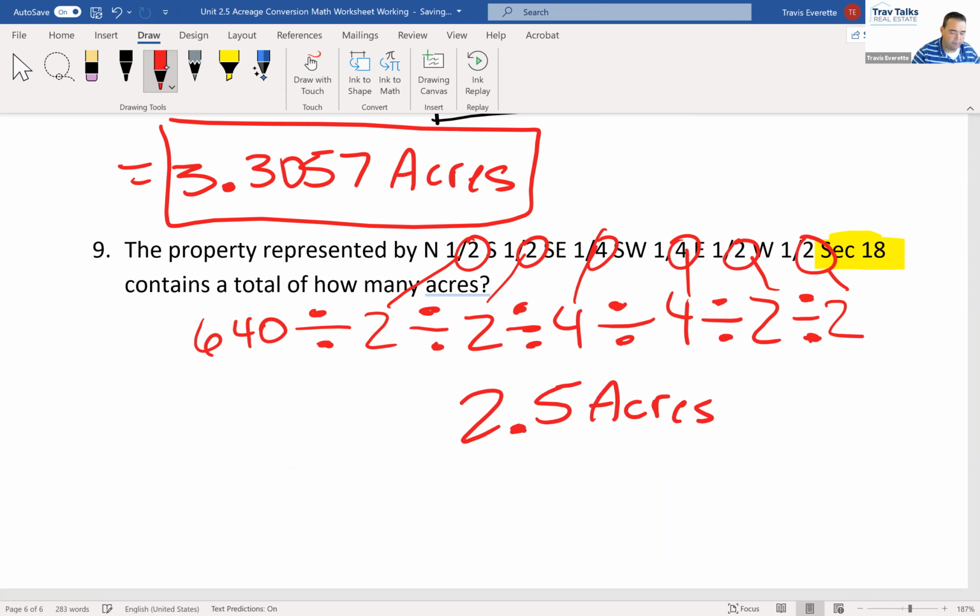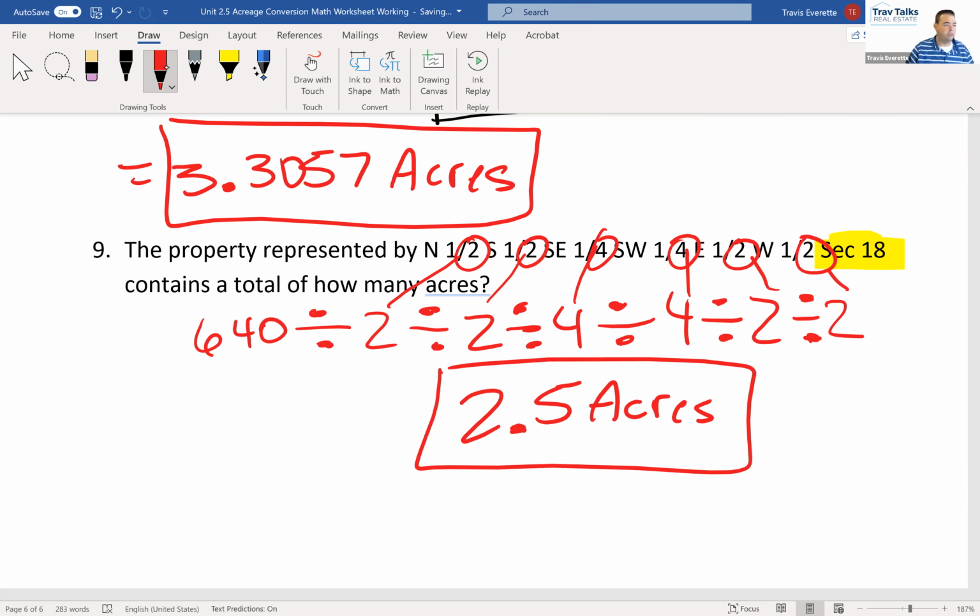But again, whenever I'm keying that many things into a calculator, I'm going to clear it out and do it again. 640 divided by 2, divided by 2, divided by 4, divided by 4, divided by 2, divided by 2. If I got a different answer, I would do it again because I want to make sure I get the same answer twice in a row. But I got 2.5 acres again, so it must be 2.5 acres.